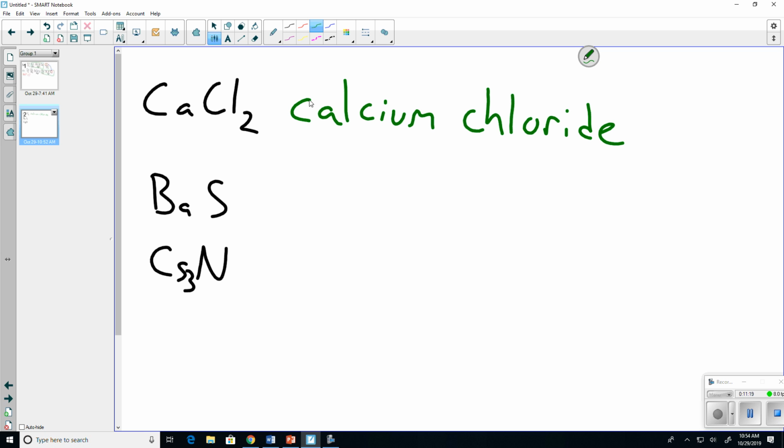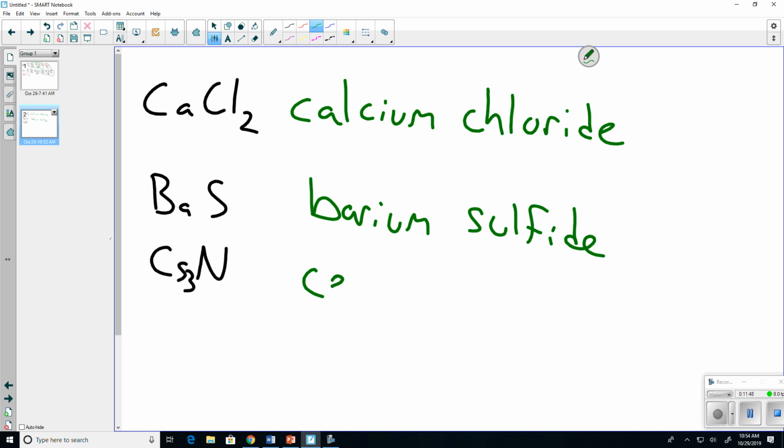Second one then, barium. So just name the cation, the metal. S is sulfur, but we're not going to call it barium sulfur. We're going to call it barium sulfide. Cs is cesium. But we don't call it cesium nitrogen. Usually we just do the first syllable is pretty common, so it's cesium nitride.